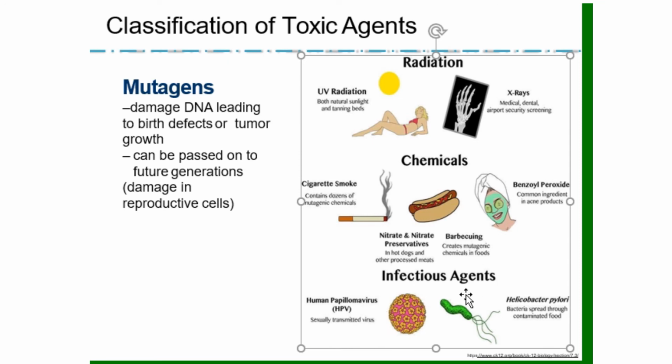The third one, we have infectious agents. So, HPV, a sexually transmitted virus, which could be passed on, which could be transmitted. And we also have the Helicobacter pylori. This is a bacterial agent that could cause diarrhea. Correct me if I'm wrong. Ayan, so you could get this from contaminated food.